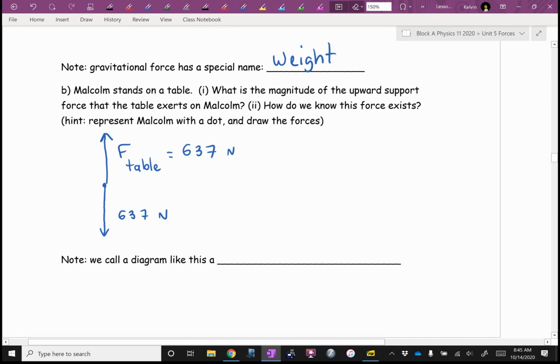We call a diagram like this, where you represent the mass with a dot and you label the forces with arrows, a free body diagram, or FBD for short, and we'll do a whole lesson on them. That may be the single most useful tool that I give you in this unit.